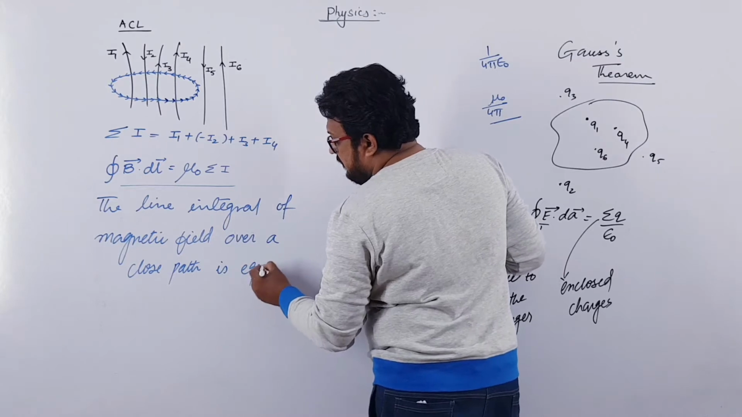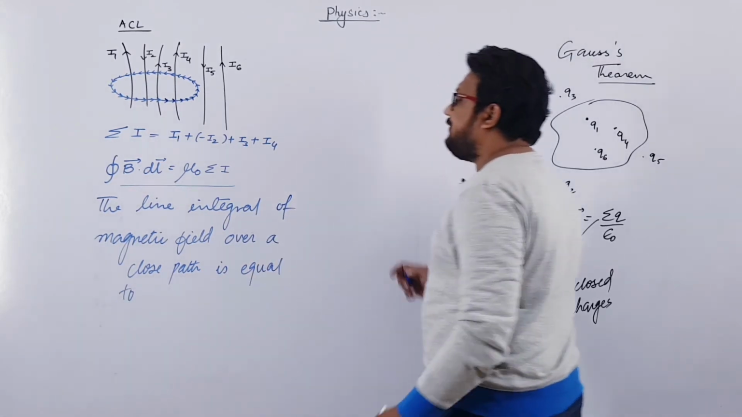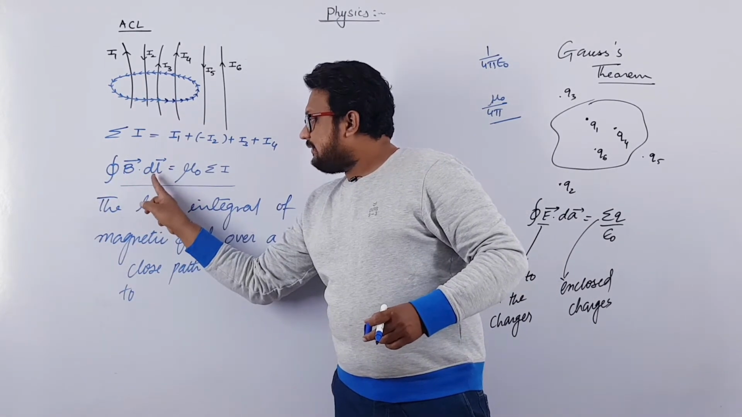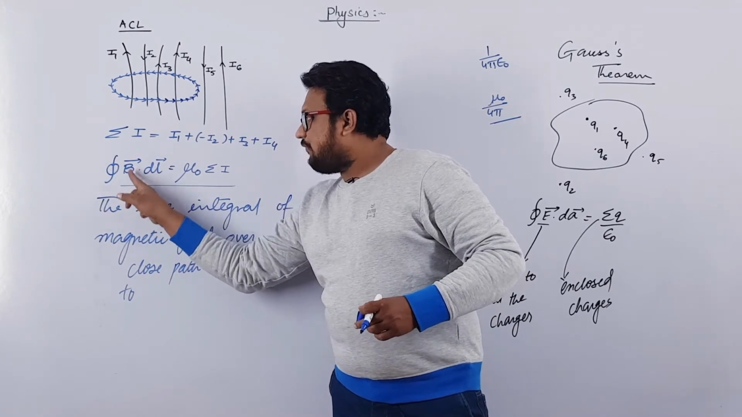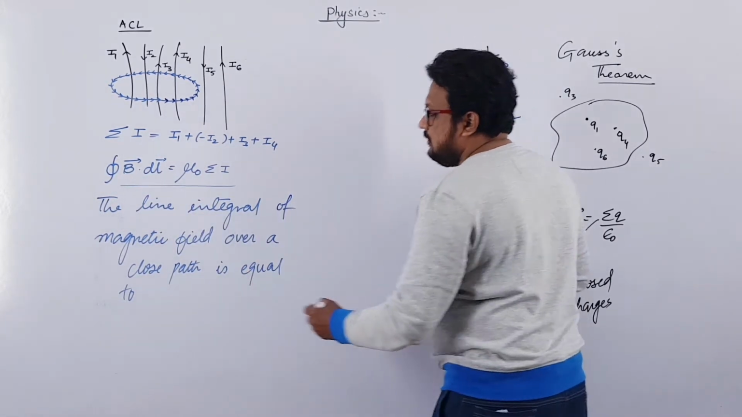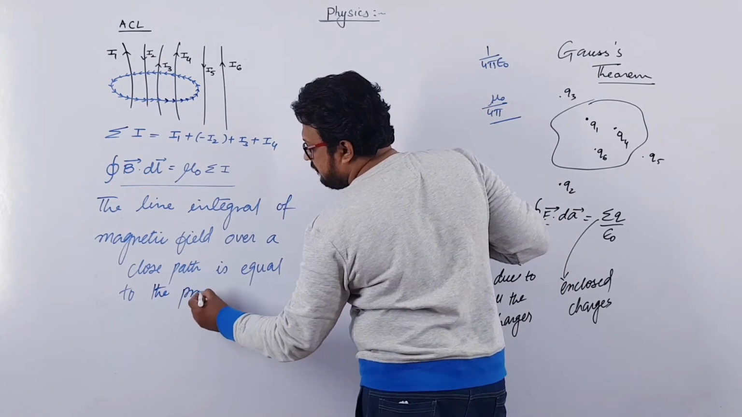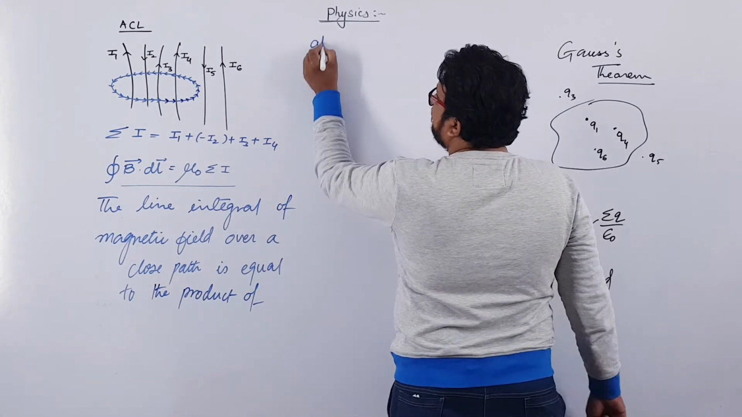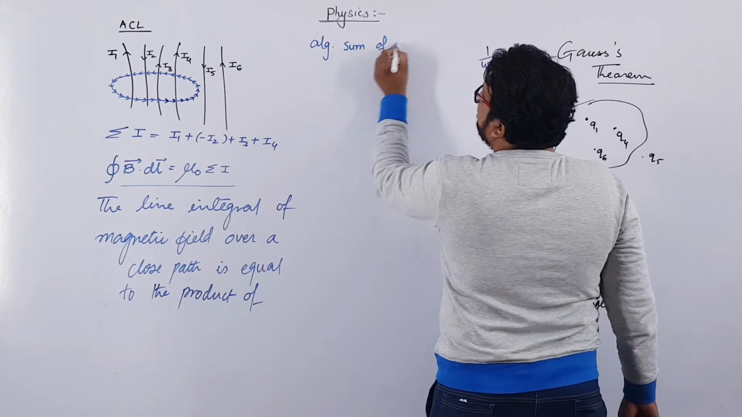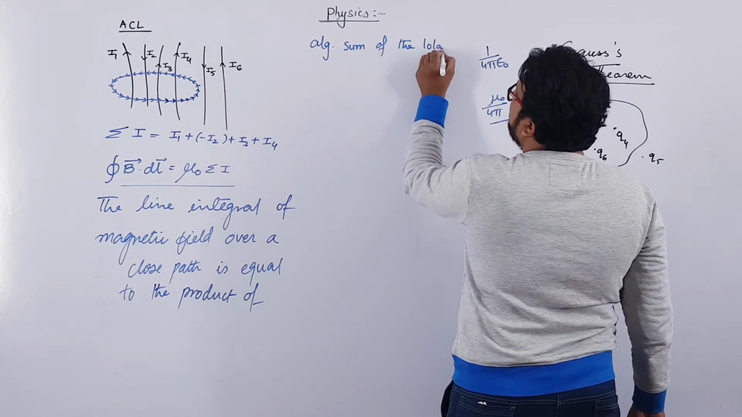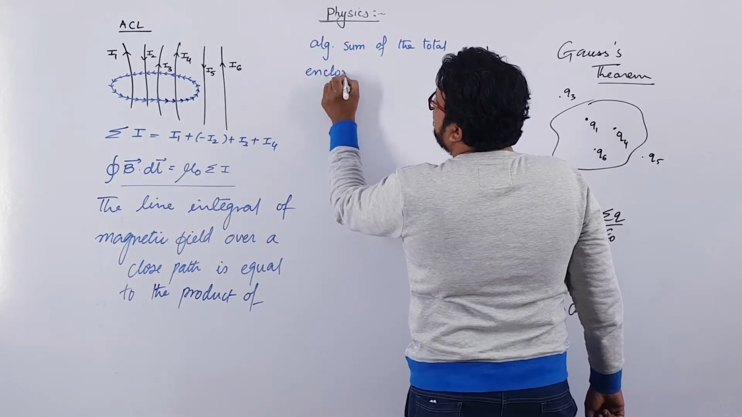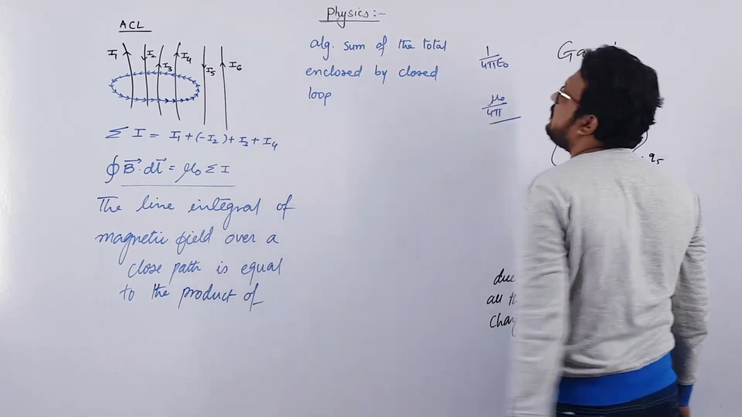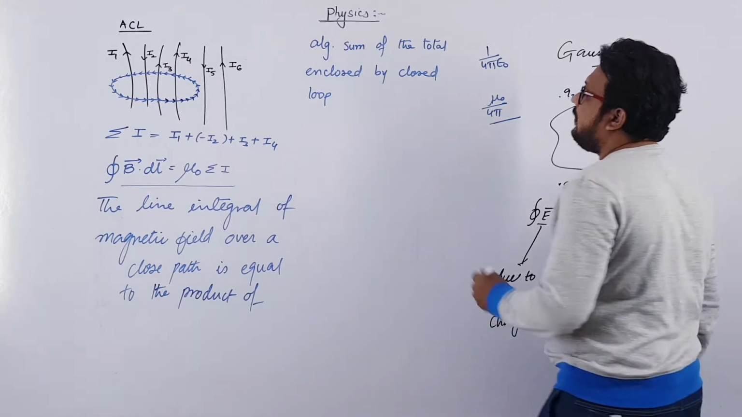is equal to the product of the algebraic sum of the total current enclosed by that closed loop and the magnetic permeability, that is mu naught, of free space.